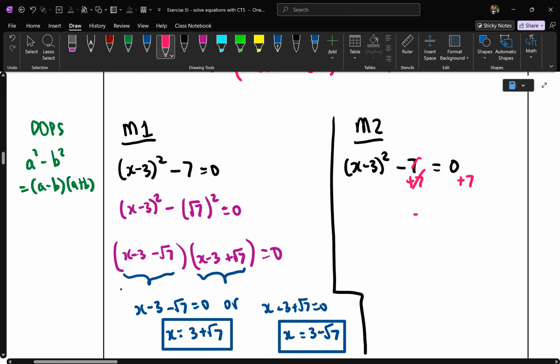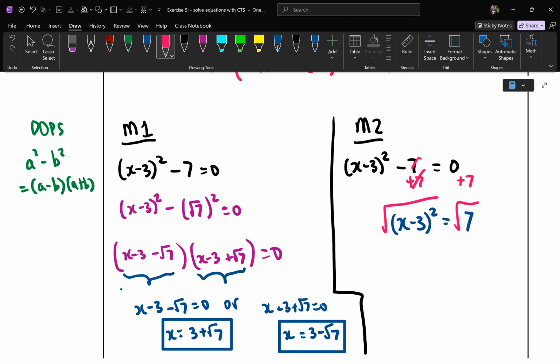To get rid of a square, what do you do? Root it. Square root. But when you square root, this is the only part you have to be careful of. What do you have to make sure? You do it to both sides. Plus minus. When you square root a number, there is both a positive answer and a negative answer.